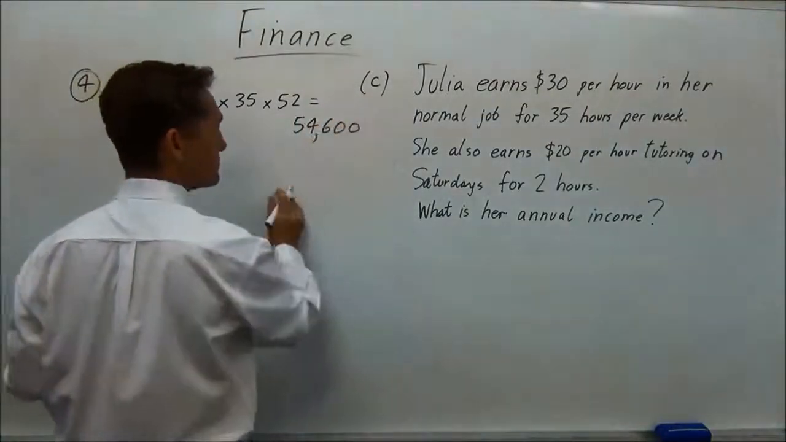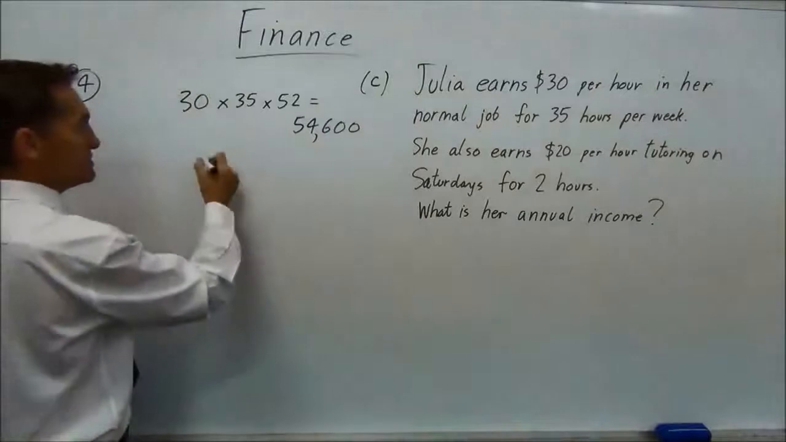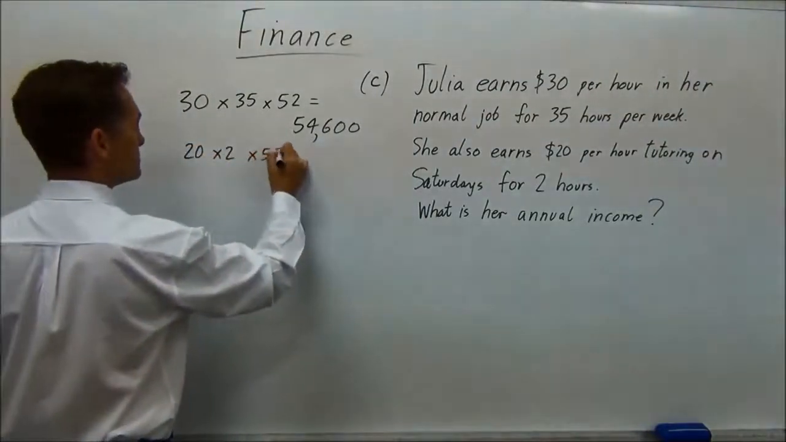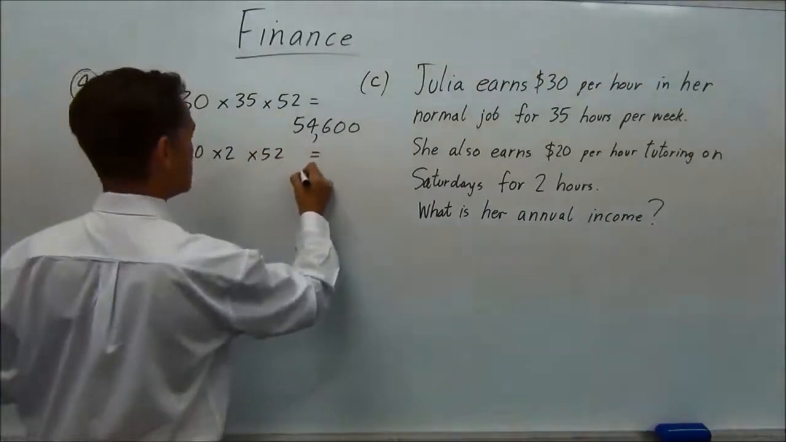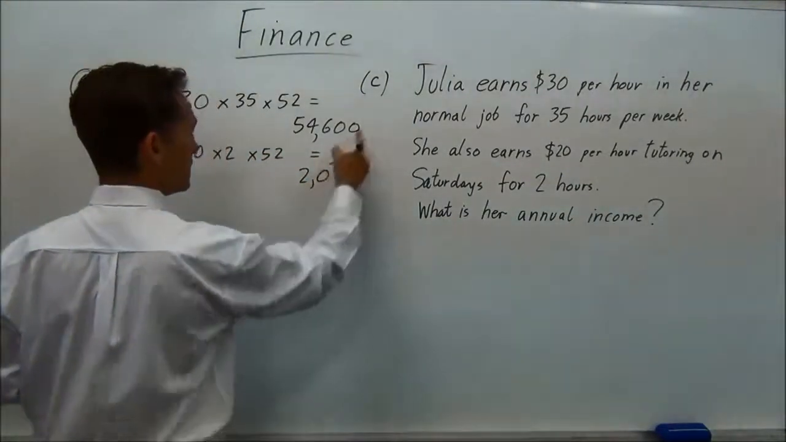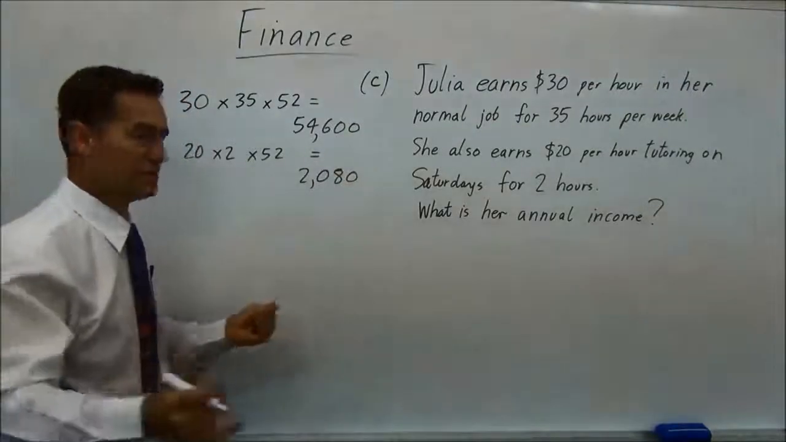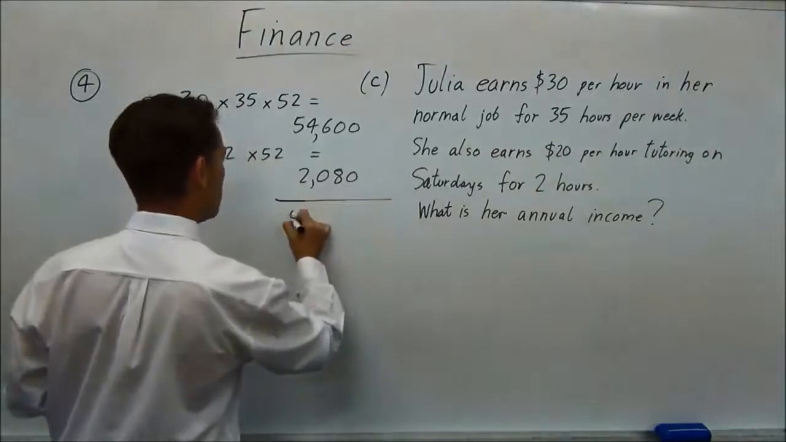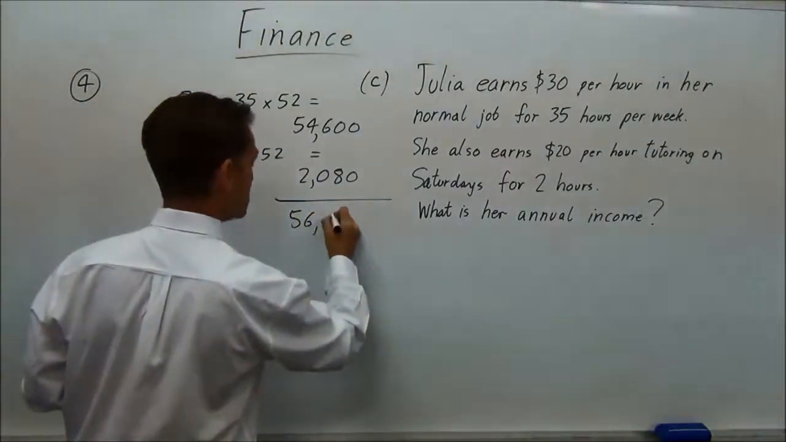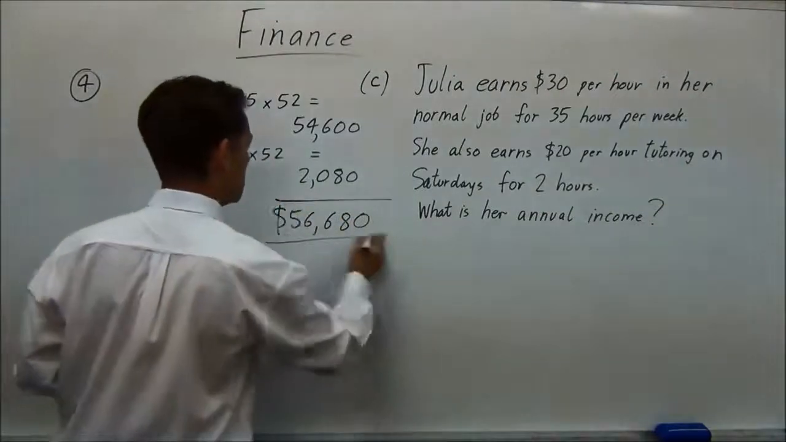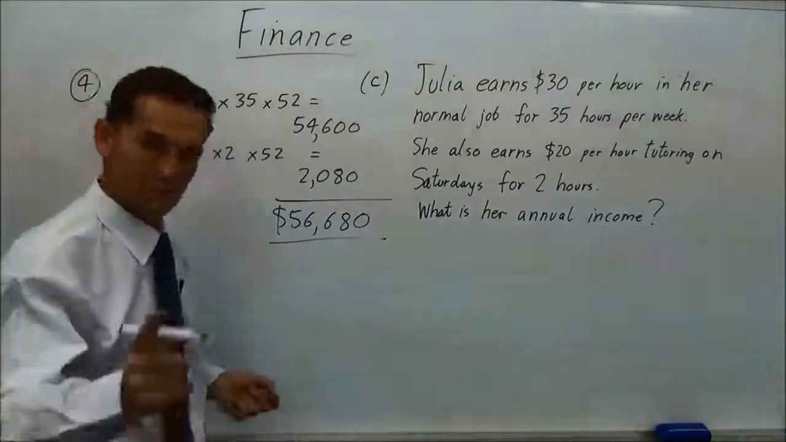54,600. And then you work out how much she earns tutoring. So she's going to earn 20 times 2 times 52. So that works out to be $2,080. Add up those two, and that's her total. That's her annual income. So we add those up, and we get $56,680. And no, I didn't just do that in my head. We've done them before.